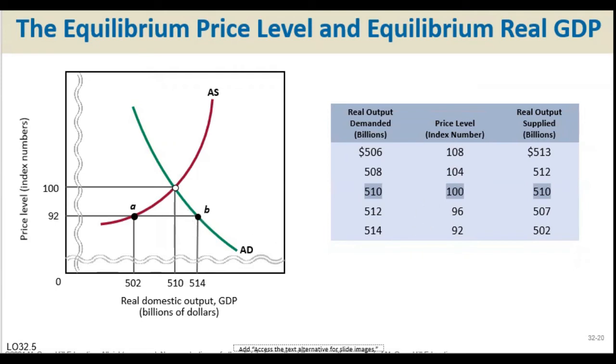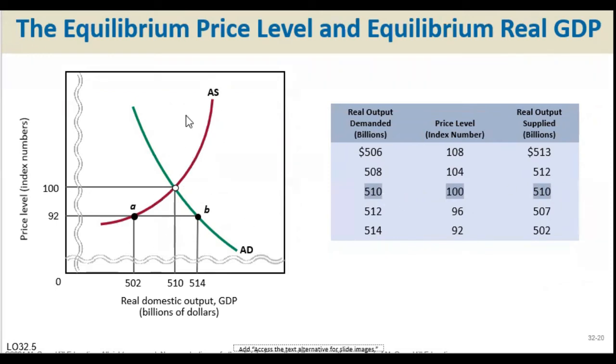This figure and the table here. This table shows you the real output demanded in billions, the price level at which the output was demanded, and the real output supplied, also in billions. You can see here that once the output demanded is in line with the output supplied, we are at equilibrium. Whatever is produced is exactly what was demanded, and it happens at a price level of 100. So at this level is where we have our equilibrium.